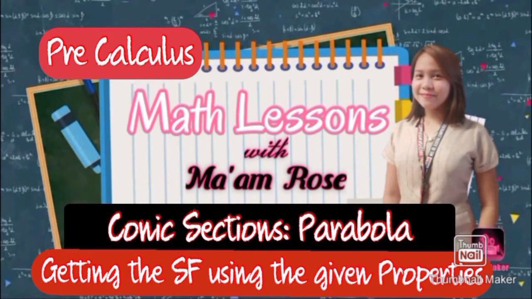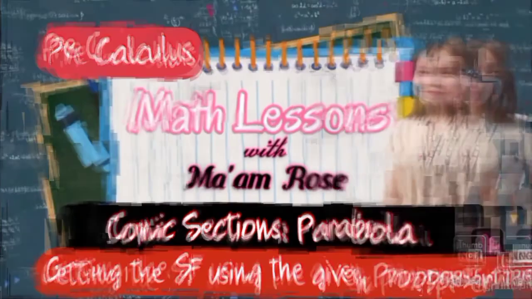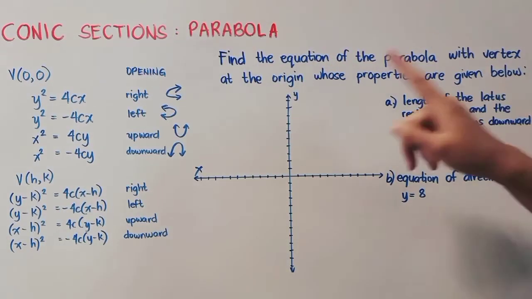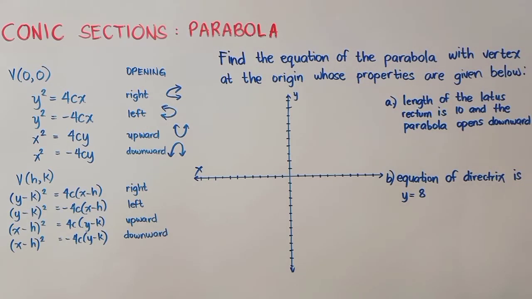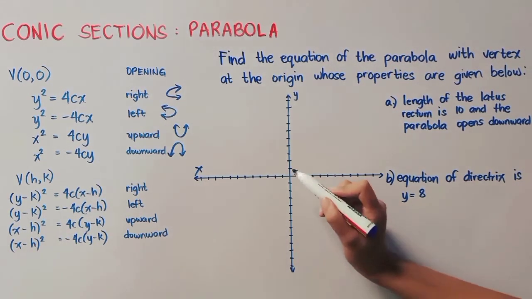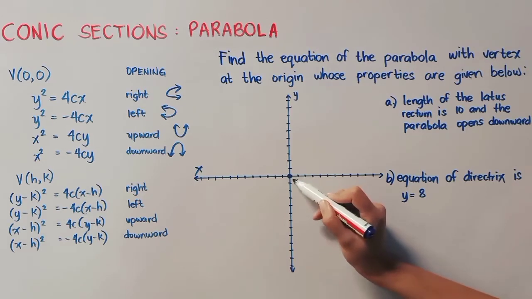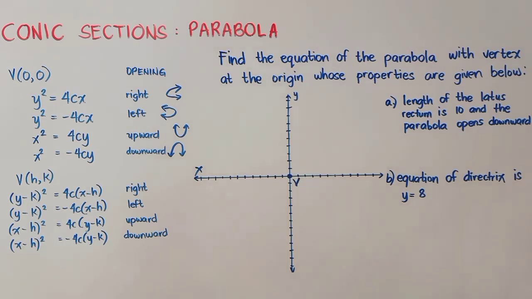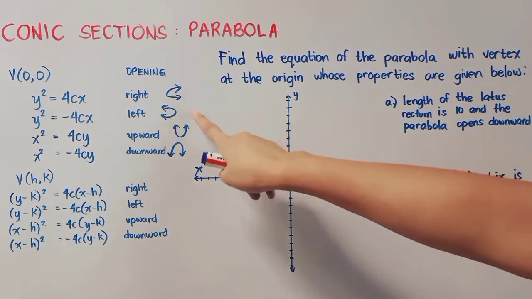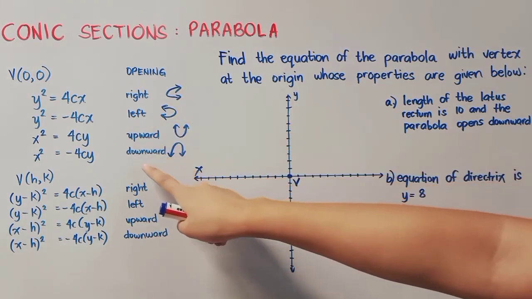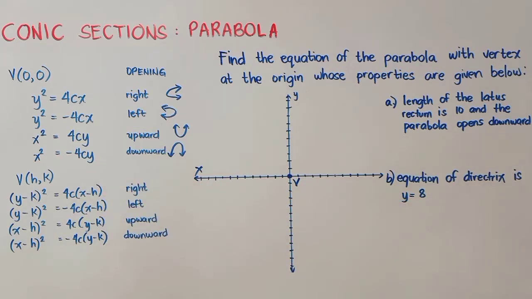In this video, we will get the standard form of a parabola using the given properties. Find the equation of the parabola with vertex at the origin whose properties are given below. I will be plotting here our vertex, and we will be using this plane here for us to visualize each given below. Let's start with A. Length of the latus rectum is 10 and the parabola opens downward. Now since our vertex is at (0, 0) and it opens downward, we will be using this form.